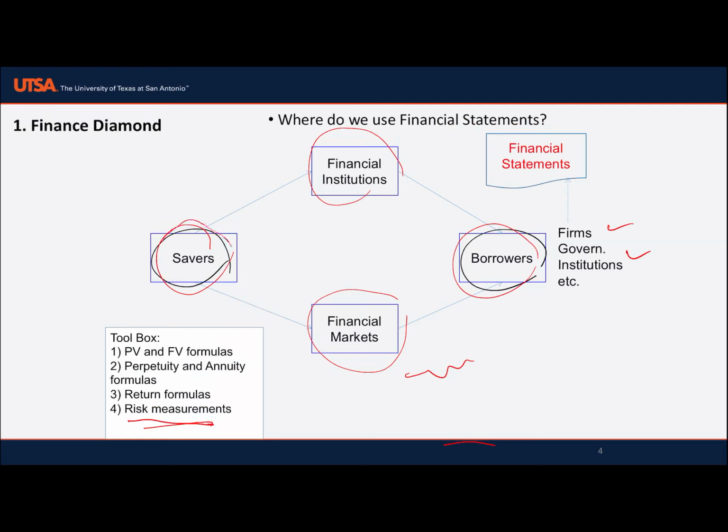So if you look at the figure, you will see we have savers, financial institutions, borrowers, and financial markets. We already covered the present value and the future value formulations, the perpetuity, annuity formulas, return formulas, and risk measurements. And now we will cover the financial statements, produced by firms and government institutions, in this chapter.